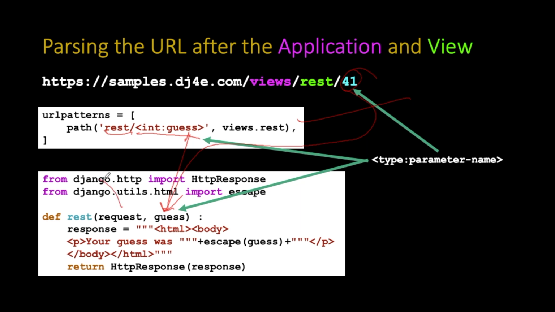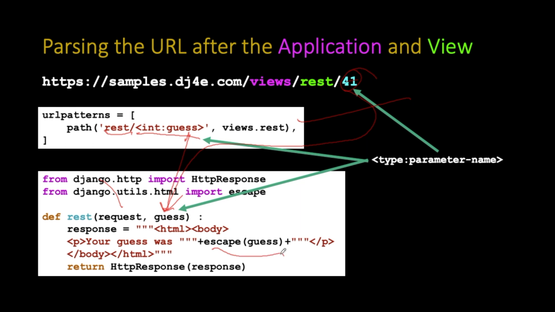Actually, in this request object, we do get the URL. We could do a bunch of splits and fool around, but nah, doesn't matter. Let's let Django do all that work. Let's just tell it we want that parameter after the word rest. It's supposed to be an integer, and pass it to me in the variable guess. And then that same 41 comes in.